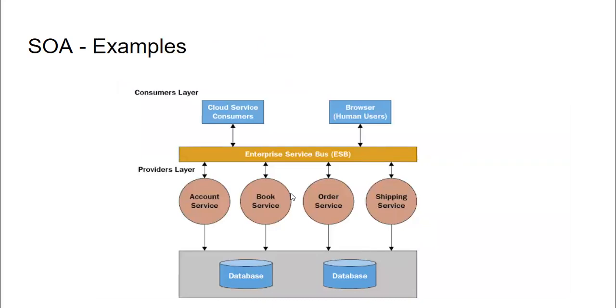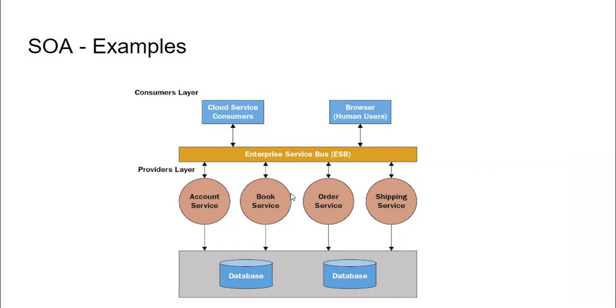Now, let's have some example of service-oriented architecture. So as you can see, a bookstore application has been implemented using service-oriented architecture. And four crucial distinct segments of such an app are account service, books, order, and shipping. The service-oriented architecture says that each segment should have its own services. This is why four services are built in provider's layer.